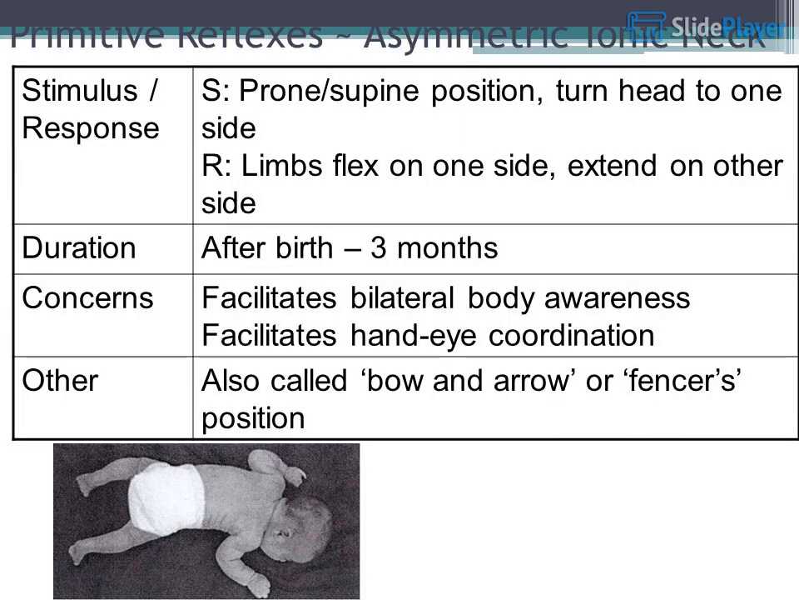Primitive reflexes: asymmetric tonic neck. Stimulus, response. Stimulus: prone/supine position, turn head to one side. Response: limbs flex on one side, extend on the other side. Duration: after birth, 3 months. Concerns: facilitates bilateral body awareness and hand-eye coordination. Other: also called bow and arrow or fencer's position.